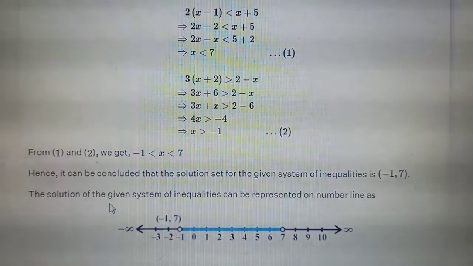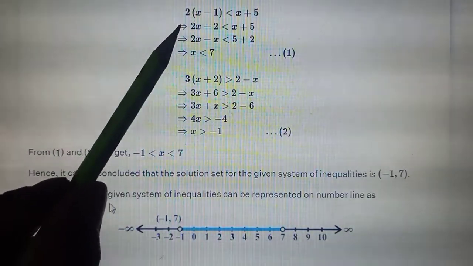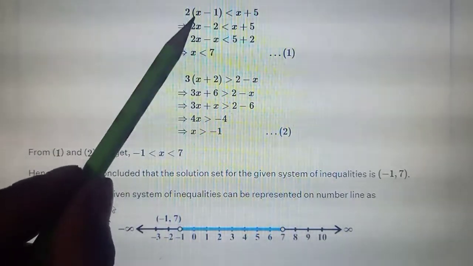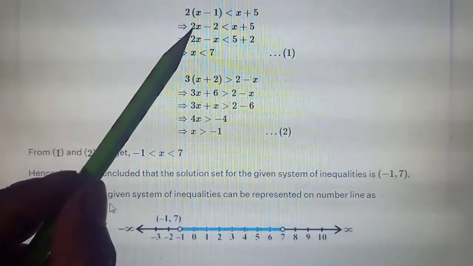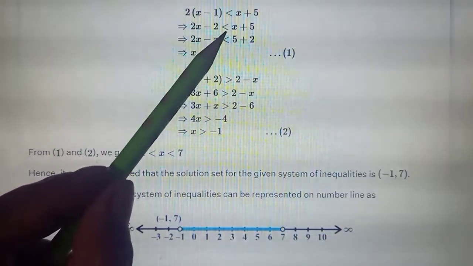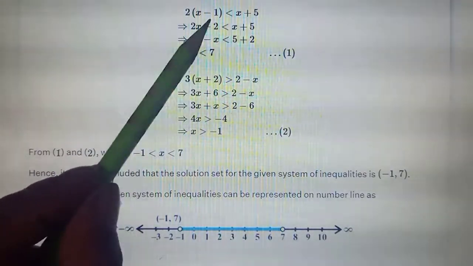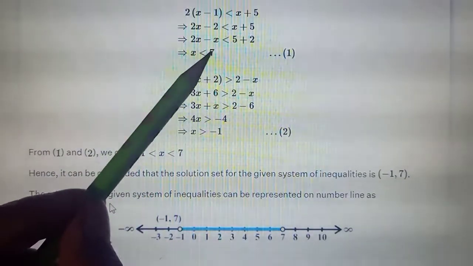See, same way for the 8th question. First inequality given to you was 2 into x minus 1 is smaller than x plus 5. So simple again, obviously we distribute that inside. So this becomes 2x minus 2 smaller than x plus 5. Now taking all x one side, 2x minus x and 5 plus 2. So we get x is smaller than 7.